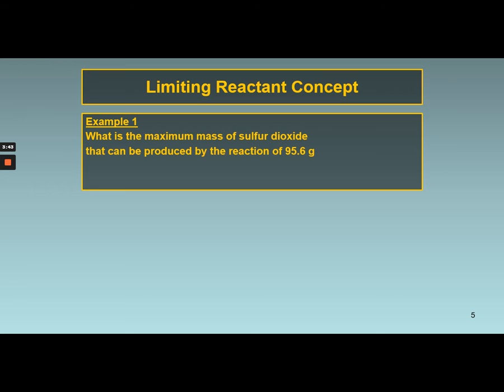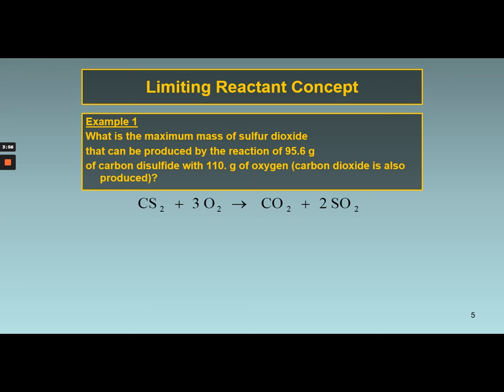All right, so what is the maximum mass of sulfur dioxide that can be produced by a reaction of 95.6 grams of carbon disulfide with 110 grams of oxygen? Carbon dioxide is also produced. So of course, we have to start off with a balanced chemical equation. And we have our balanced chemical equation.